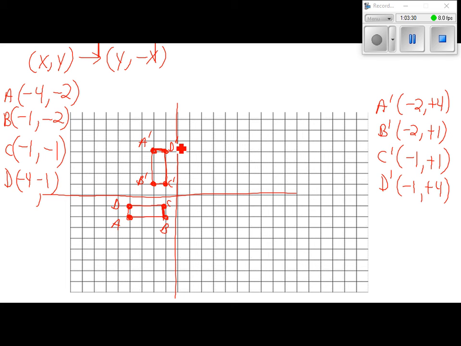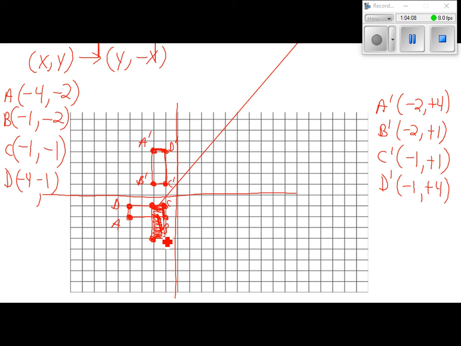What's the next thing they tell us to do? Reflect it over the x-axis. What are we going to do to reflect this over the x-axis? Count. Just count. How far is B above the x-axis? 1. So it's going to end up right there. How far is C above? It's the same spot. A is how far up? 4. So it's going to be down 1, 2, 3, 4. And the other one's going to be down 4. So that's our third shape.